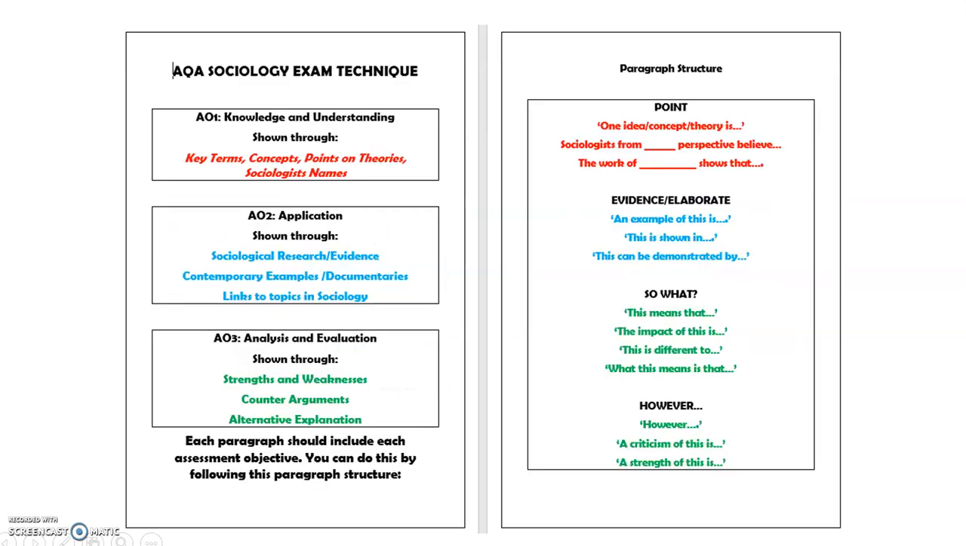Speaking of assessment objectives, you get AO1 marks for showing key terms, concepts, points, sociologist names. AO2 comes from linking things to the item, as well as sociological evidence, contemporary examples, links to topics in sociology. And then analysis and evaluation is often shown through strengths and weaknesses, counter-argument, alternative explanations, and giving that detail and discussing the impact of things. As you can see here, the assessment objectives are deliberately made to link up to the different aspects of the paragraph structure.